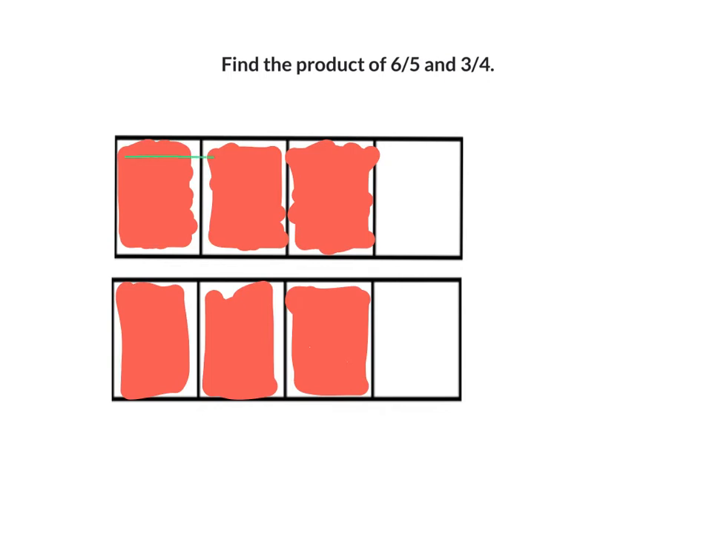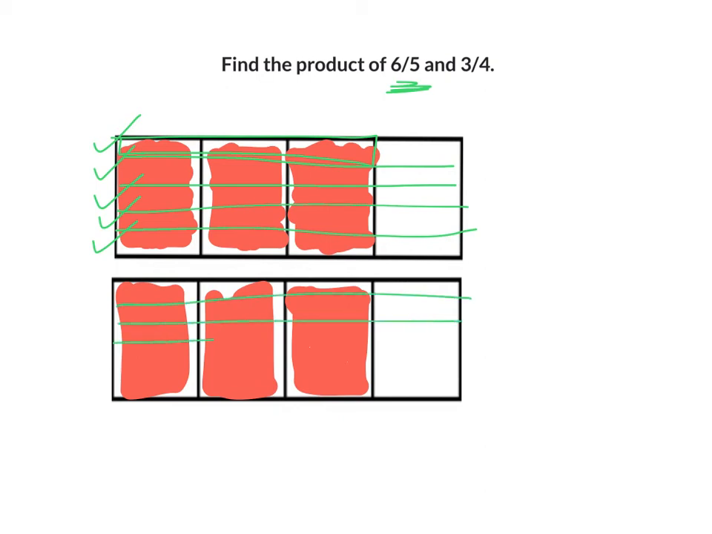So here we have 1, 2, 3, 4. Okay, so let's go back and count. Here would be 1/5. That was 1/5. 2/5, 3/5, 4/5, 5/5. But we want 6/5 of 3/4. So we are actually going to need to divide our next one into fifths as well. And here is our 6/5.